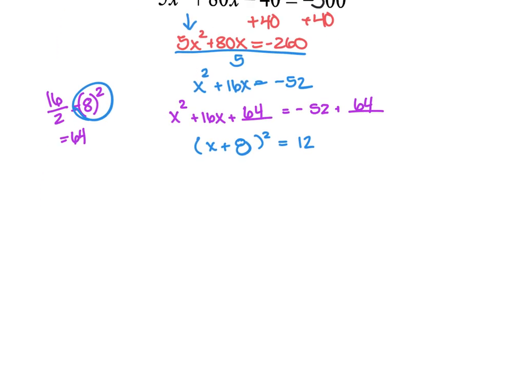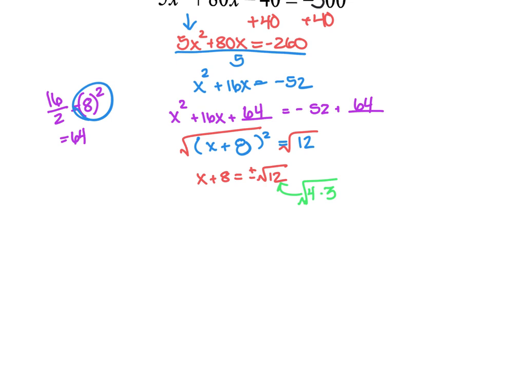So now from here, I need to actually just solve the quadratic. So I'm going to start by square rooting each side. The left-hand side just becomes x plus 8, and the right-hand side, because I square rooted a square, becomes plus or minus the square root of 12. Now when I look at this, I notice that 12 is divisible by a perfect square. It's divisible by 4, because 4 times 3 is 12.